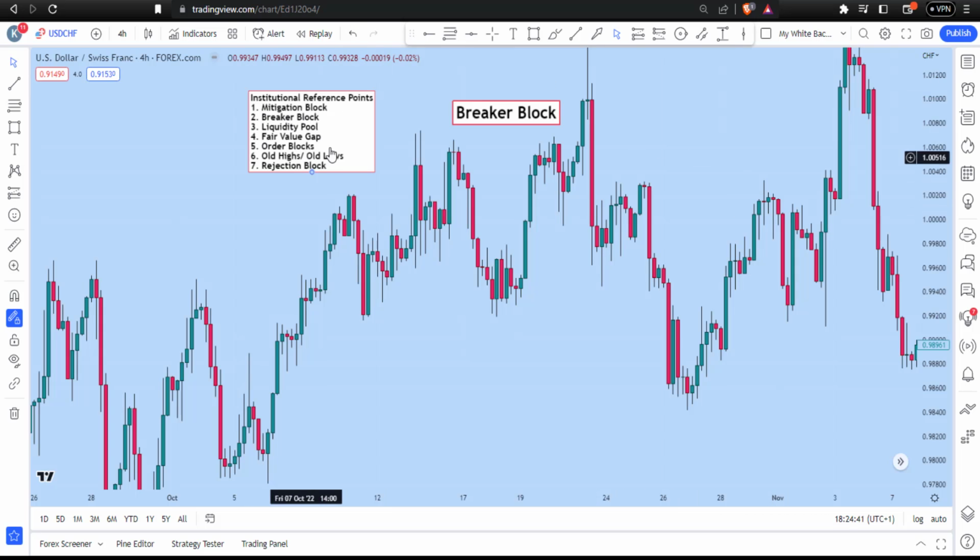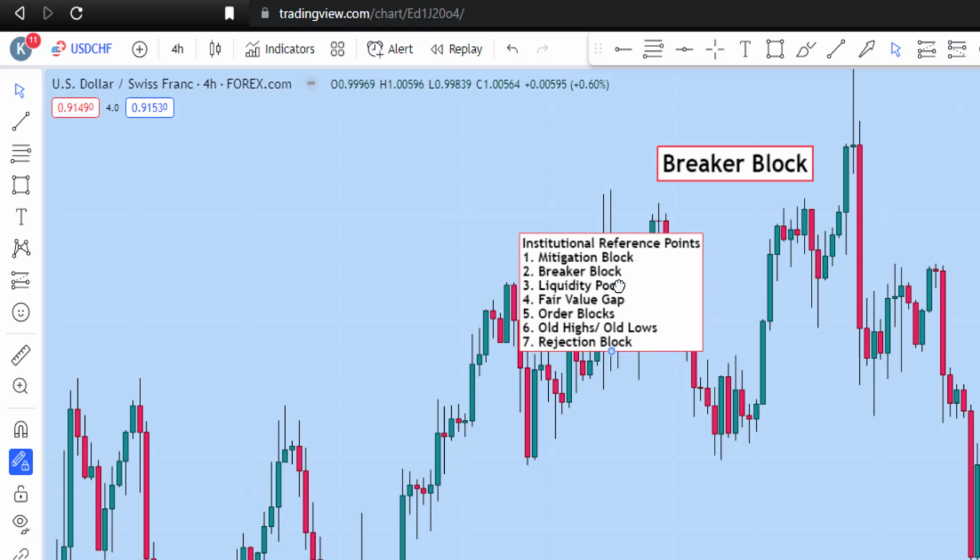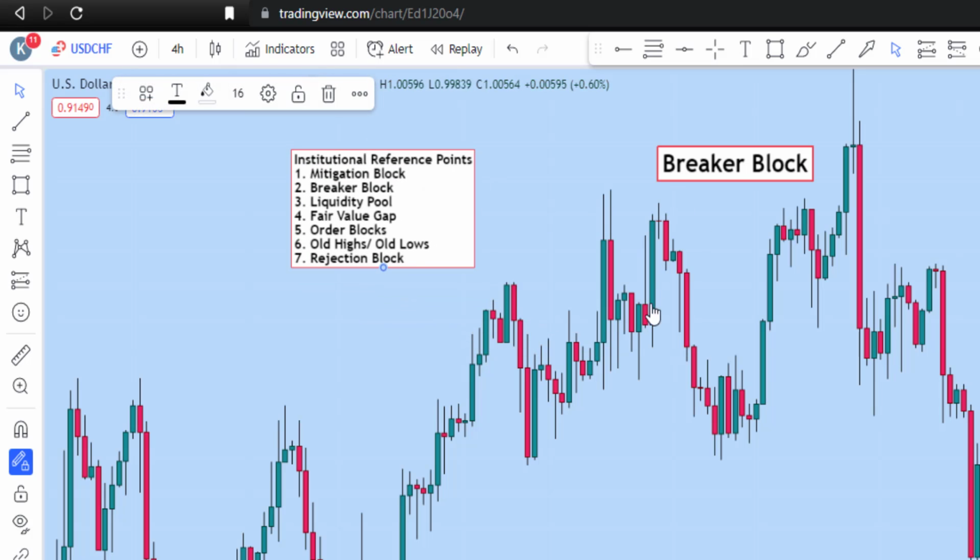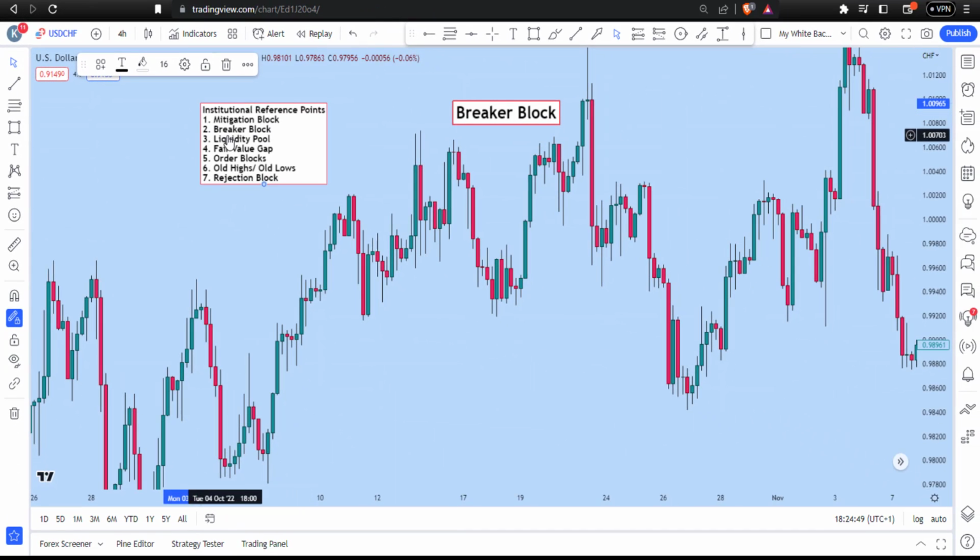And if you look at this list, I have 7 of them. These are the most powerful institutional reference points, and a breaker block is part of them. Looking at these numbers, you can see that a breaker block is prioritized as the second most important institutional reference point that you must pay attention to. So let me show you what it is and how to identify it on your chart, and then basically how to use it for trade entry, because that's the most important thing.